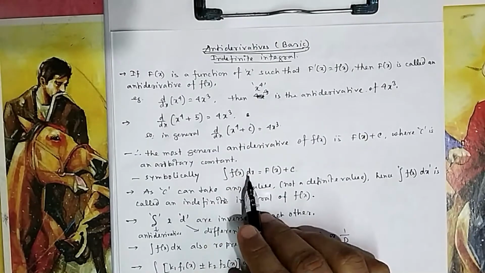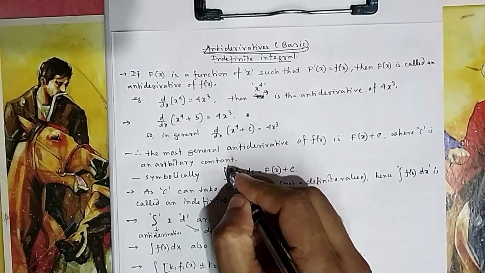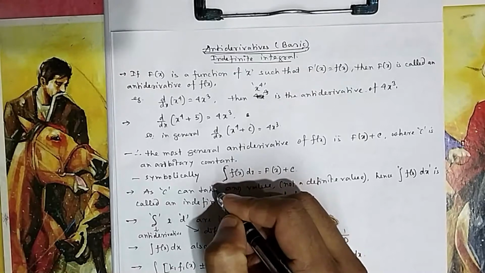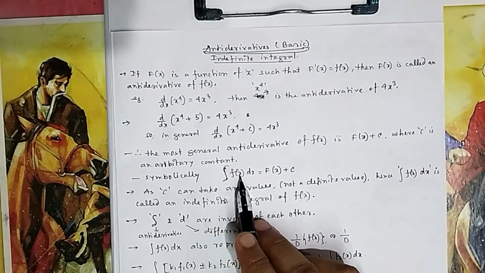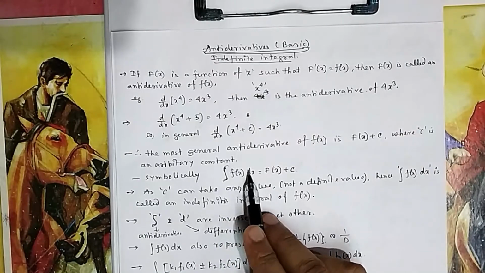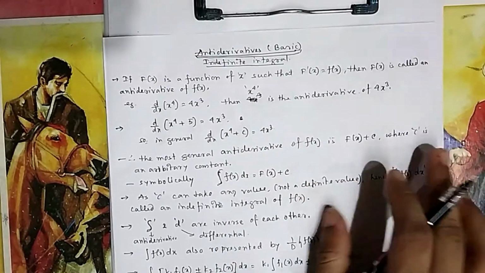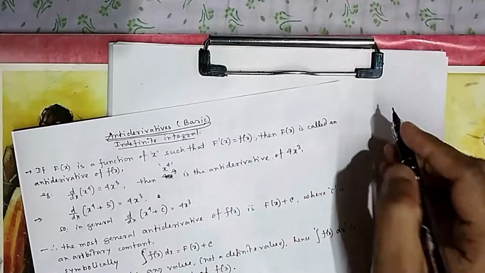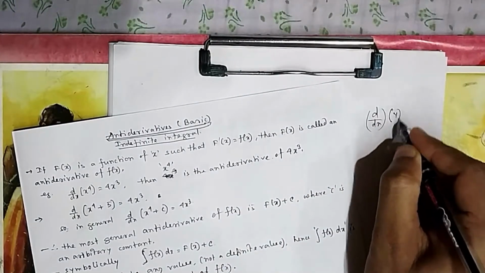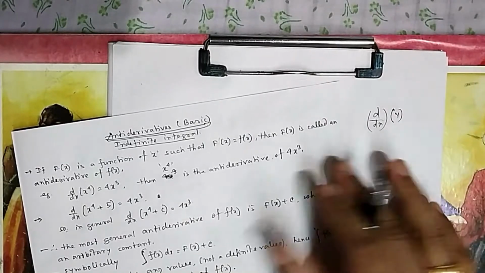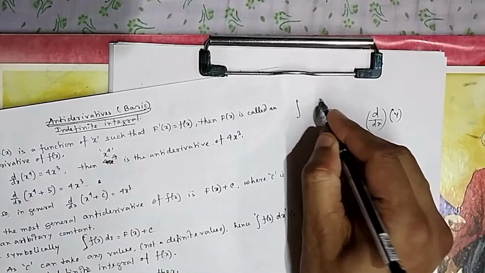Symbolically, what we write is this snake-type symbol, known as the symbol of antiderivative, which is also the symbol of integral: integral f(x) dx. Think of it this way. In differentiation, what do we do? d/dx is the symbol, and we write y, the function whose differentiation we are taking. In integration, this is the symbol.